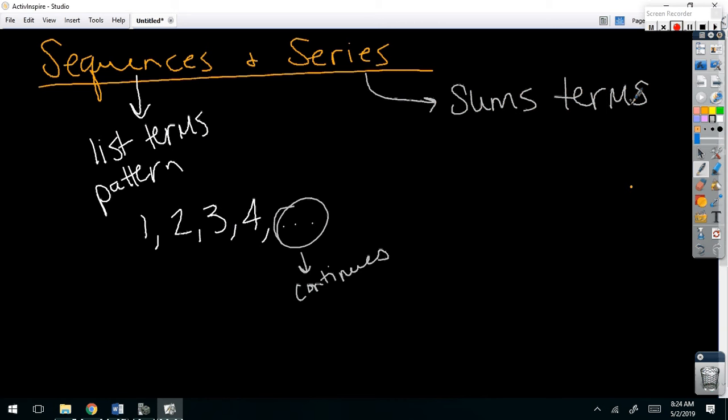A series sums the terms. In other words, instead of the comma there's a plus. Can it be a subtract? It just adds. It can add a negative though.